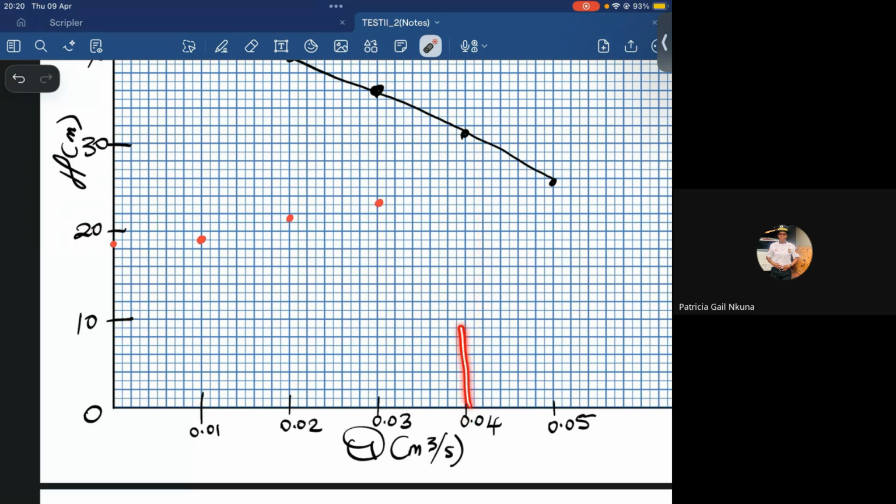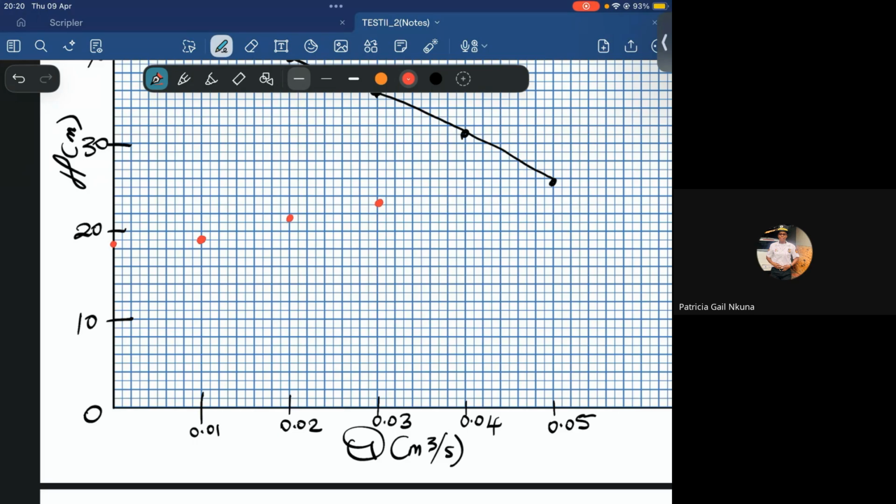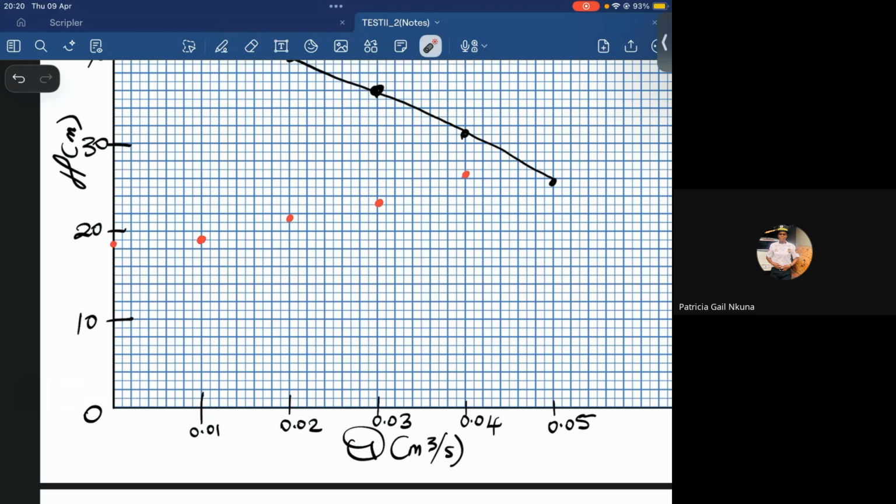So the next one will be 0.04 and 26.6. 26.6 must be between 26 and 27. So 22, 24, and 26. So 0.04 and 26.6.